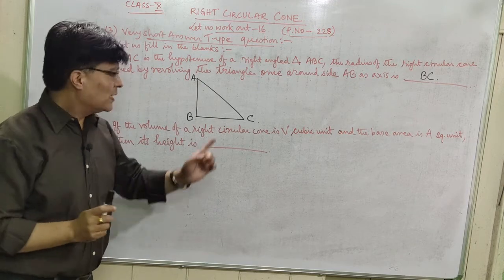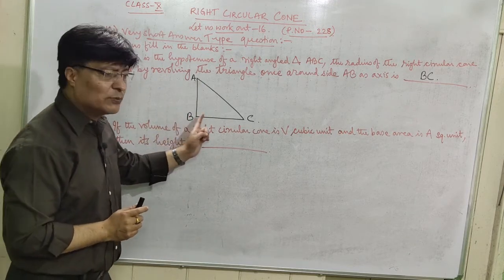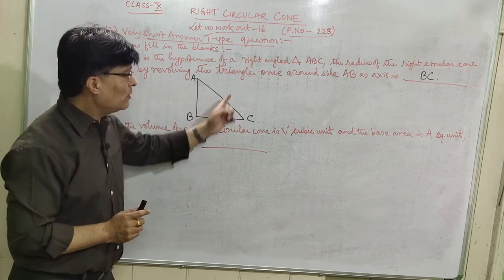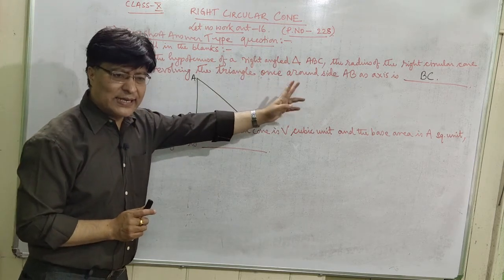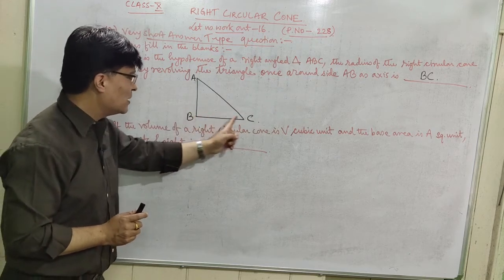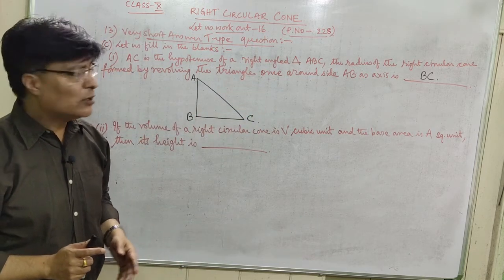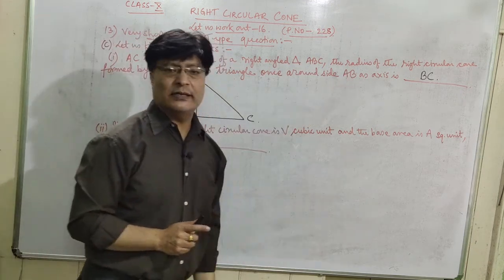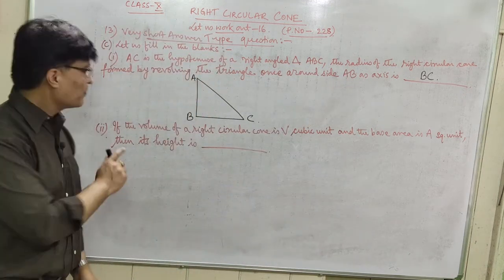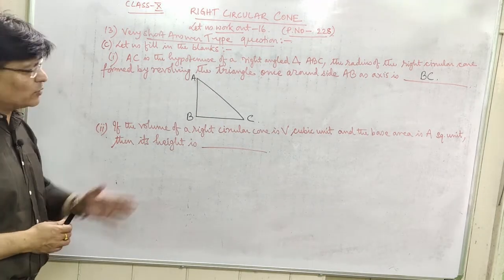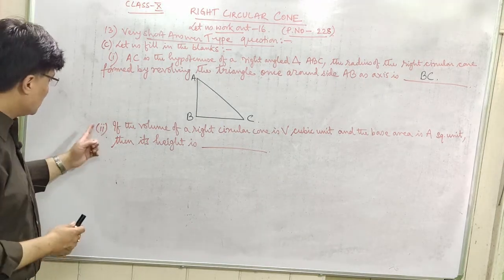Is that understood? That is the radius of the right circular cone formed by revolving the triangle once around the side AB as axis is what? This is BC. BC will be the radius of the base of the right circular cone. That is, the answer here is BC. Is that clear? So next, number 2. So I think you have understood this number 1. You can copy it. So next, number 2.